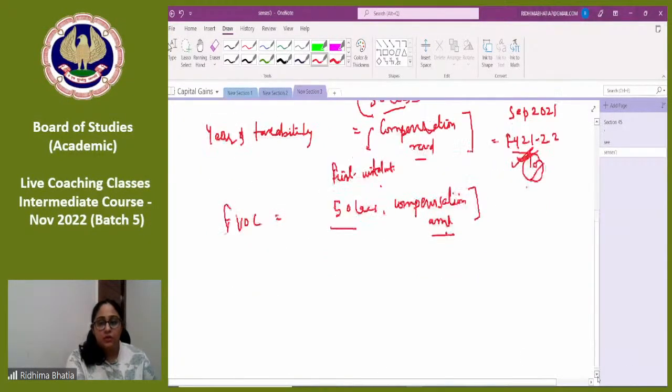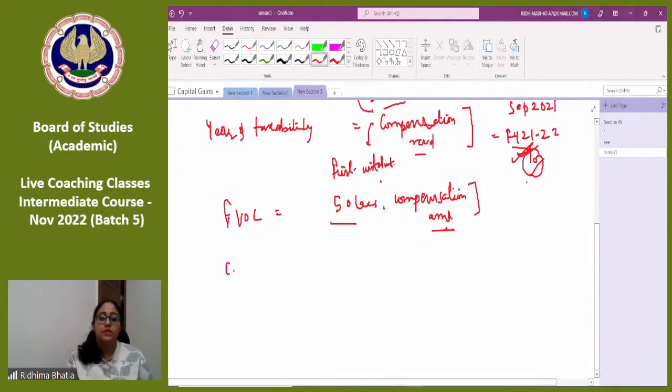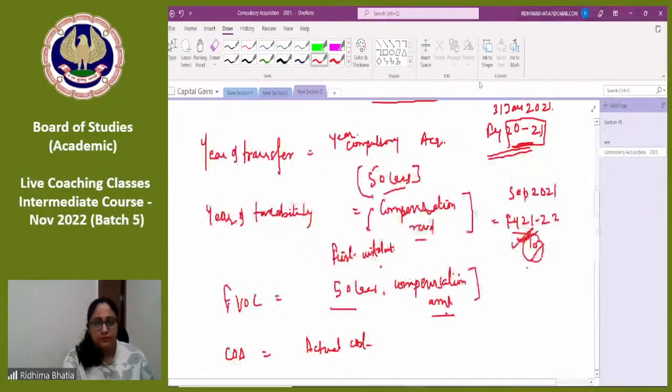Then cost of acquisition तो वही होगा जिससे आपने अपना actually property acquire किया या build किया. Is it clear? अभी तक compensation में कोई doubt? Sure? Okay.